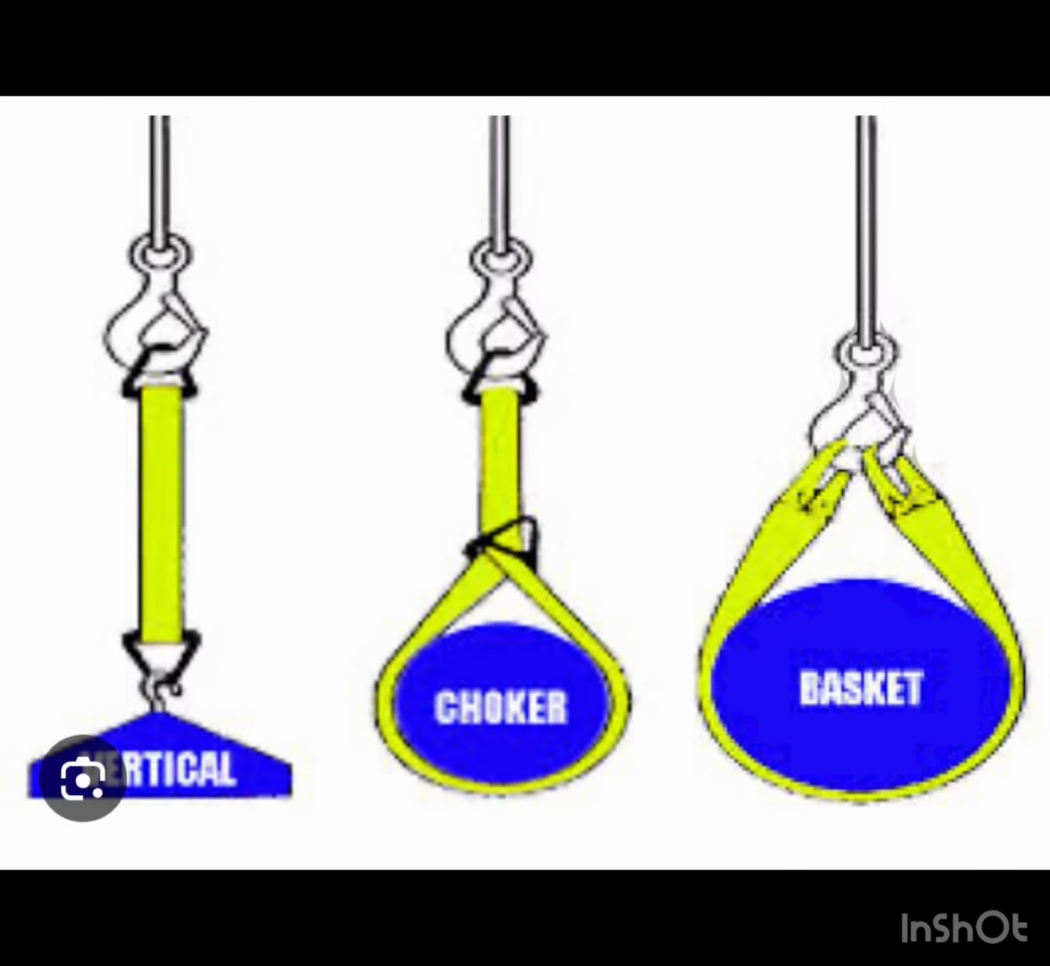What are the three basic hitches in rigging? The three basic hitches are the straight leg vertical hitch, the choker hitch, and the basket hitch. The user must ensure that the sling and the rigging hardware have working load limits that exceed the actual loading imposed on the sling and the rigging hardware attached.